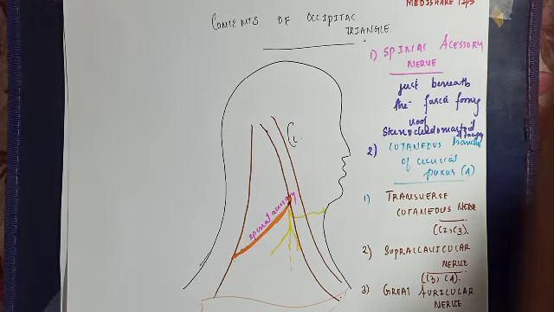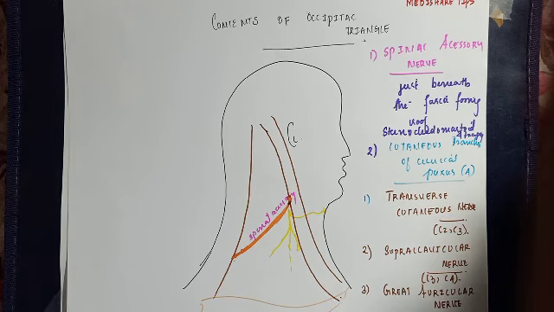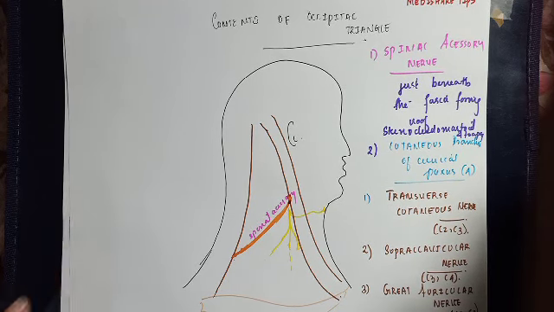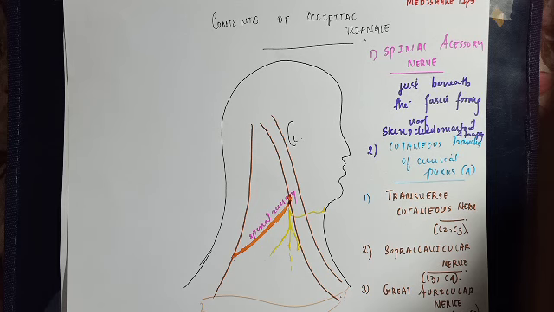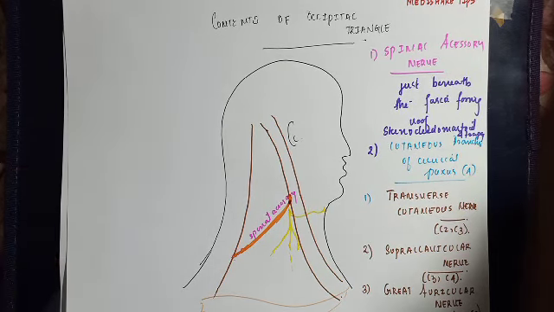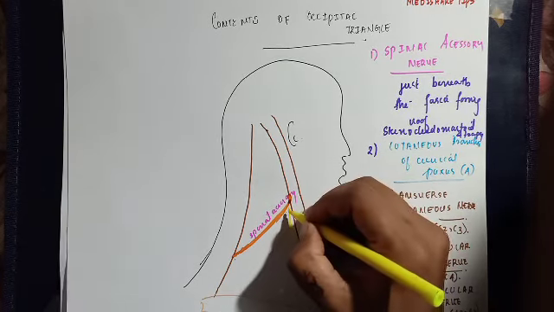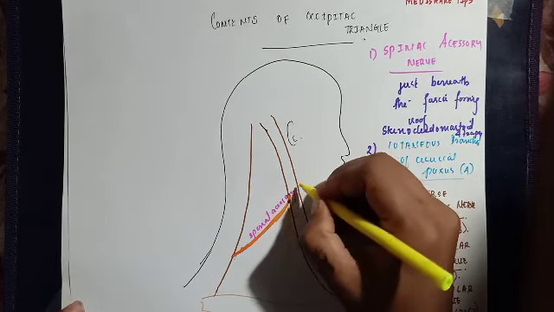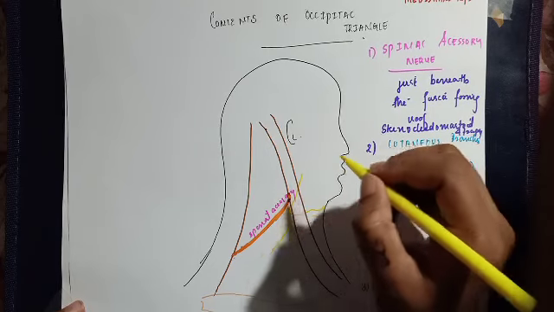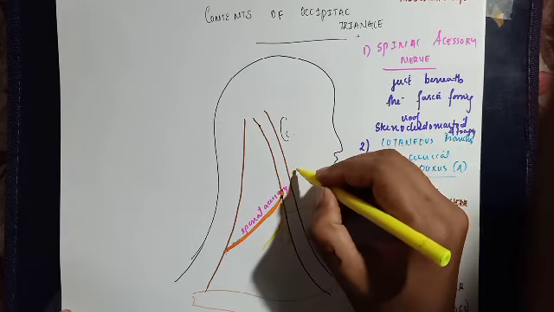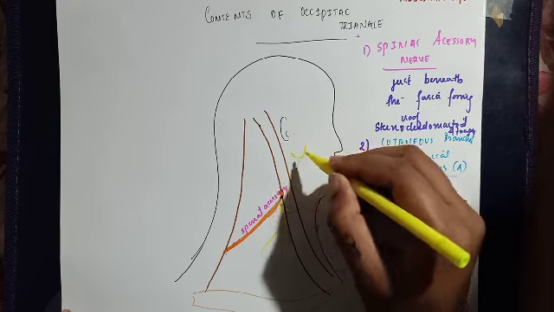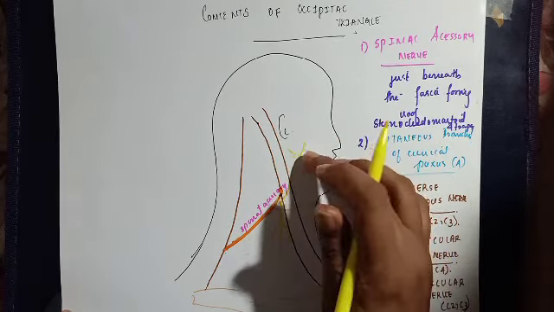The great auricular nerve is the largest ascending branch of the cervical plexus, and it emerges from the ventral rami of C2 and C3 nerves. It is emerging from here. It ascends upwards on the sternocleidomastoid muscle, and on reaching the parotid, it divides into anterior and posterior branches.